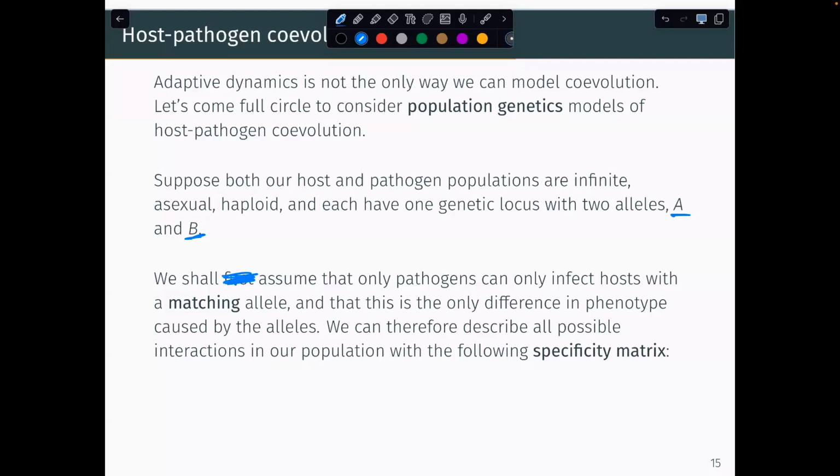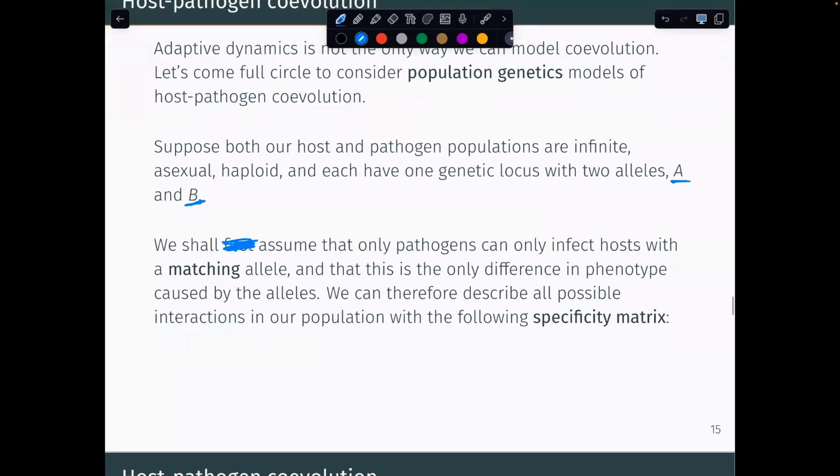We're going to assume that pathogens can only infect hosts with a matching allele. It's actually known as a matching alleles model. Surprise, surprise. And this is the only difference in phenotype caused by these alleles. So otherwise, everything's the same. We would have the same intrinsic growth rates and the same intrinsic transmissibility rates and all of these sorts of things. So the only difference is what they can infect, or from a host perspective, what they can resist.